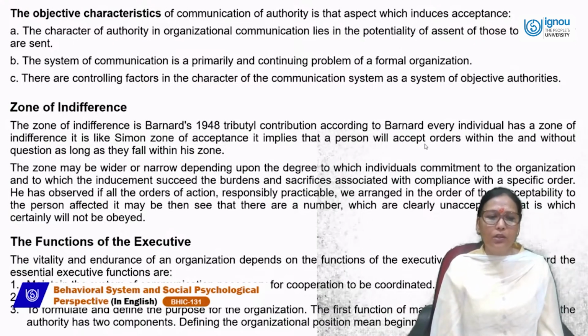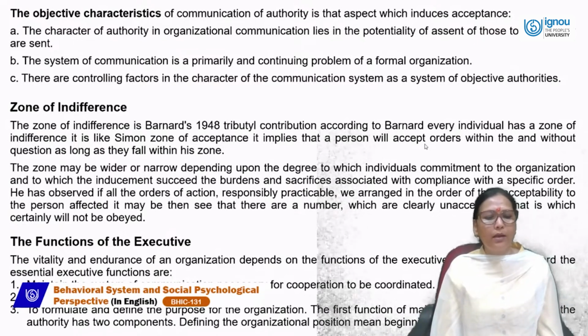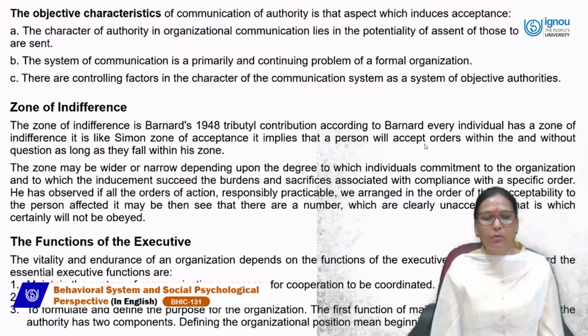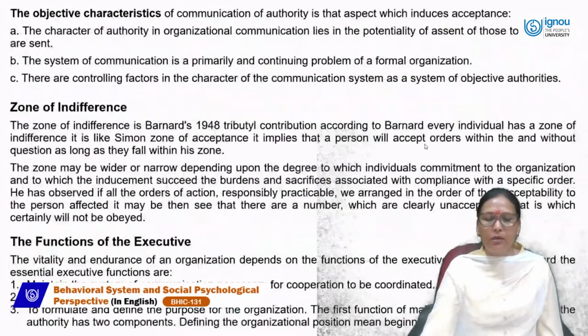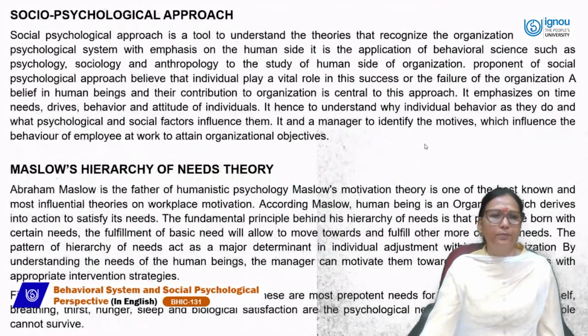The functions of the executive. The vitality and endurance of an organization depends on the functions of the executive. According to Barnard, the essential executive functions are first to maintain the system of communication necessary for cooperation to be coordinated, to promote and secure essential efforts, and to formulate and define the purpose of the organization. The first function, maintenance of this system of authority, has two components. Defining the organization position means the beginning of the personnel system. That was the functions of the executive in the Barnard system approach.